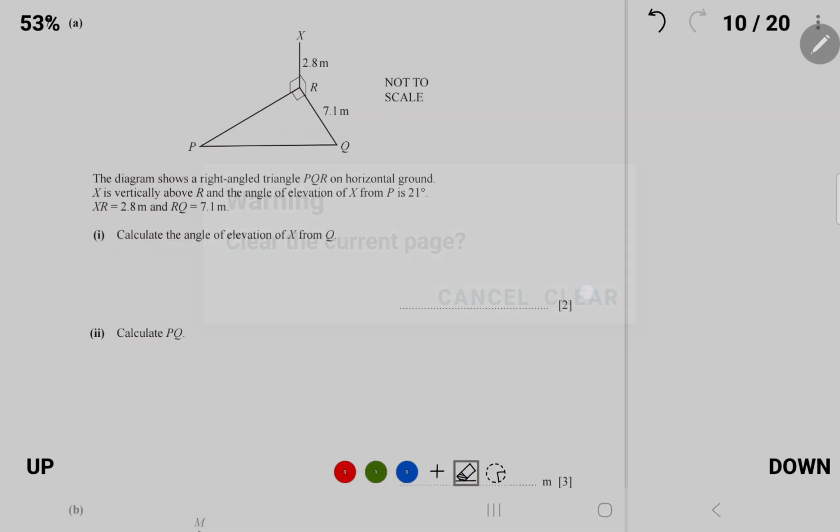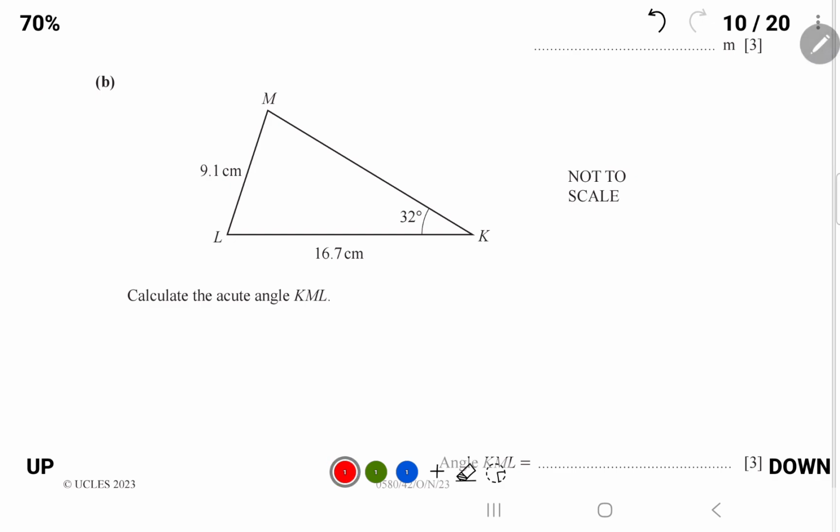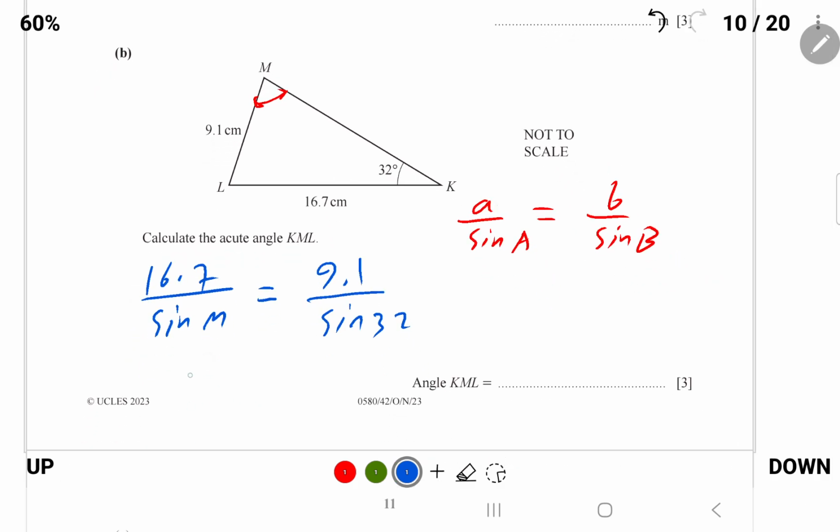Let's see now what we have to do about next question. Calculate the acute angle KML. KML means this angle here. Clearly we have to use sine rule. Sine rule is a over sine A equal b over sine B. So if you use it here, you can say 16.7 divided by sine M is equal to 9.1 divided by sine 32. And then if you rearrange the equation, you can cross multiply here.